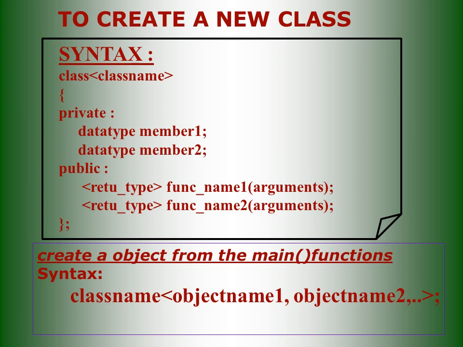After that we can create the object for the class in the main function. The syntax is class name, space, object name, comma, object name 2. Many objects can be created for a single class, and we use the object name with the dot operator. We can refer to the particular member variables and member functions of the class by using the dot operator. Let us see one by one.